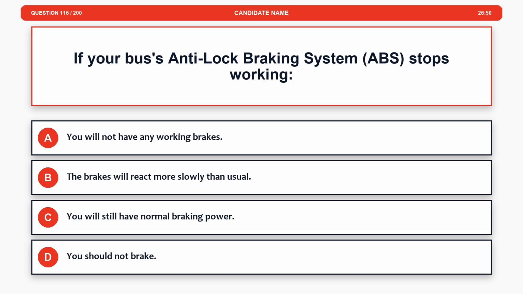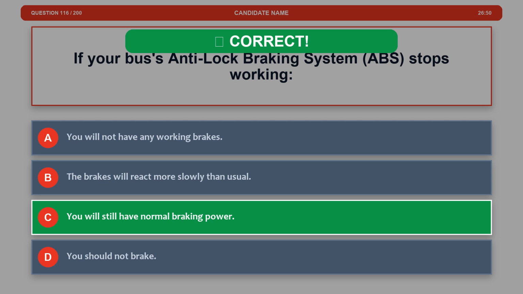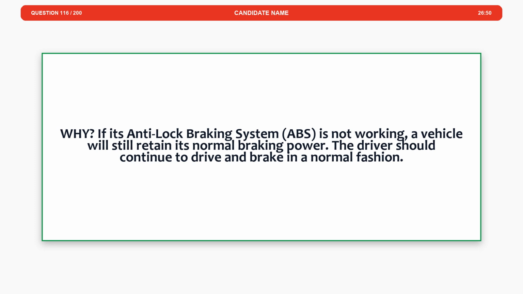One situation where passing on the right is allowed is when the vehicle in front of you is making a left turn. Question 116. If your bus's anti-lock braking system (ABS) stops working: Option A, you will not have any working brakes. Option B, the brakes will react more slowly than usual. Option C, you will still have normal braking power. Option D, you should not brake. The correct answer is option C, you will still have normal braking power. Explanation: if its anti-lock braking system (ABS) is not working, a vehicle will still retain its normal braking power. The driver should continue to drive and brake in a normal fashion.